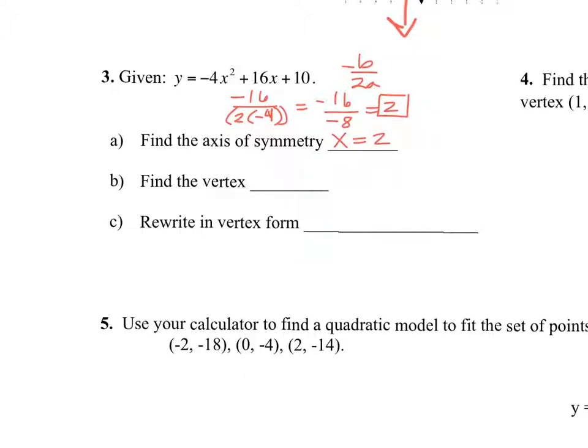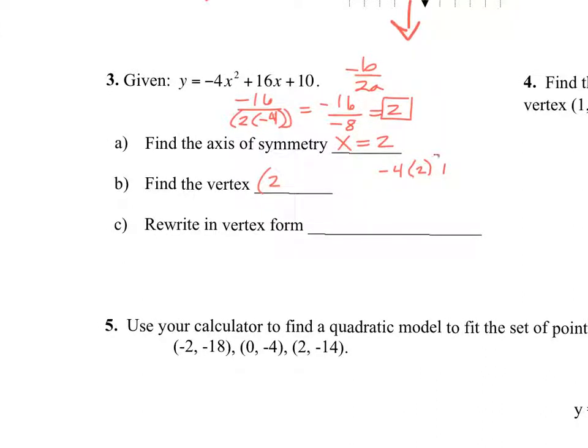Then it says find the vertex. How do you find the vertex? The vertex, you gotta plug it back in. So plug in the 2. You got negative 4 times 2 squared plus 16 times 2 plus 10. Just plug that into your calculator. Your calculator can do that work for you very easily. When you plug that in, what do you get? You should get 26. Okay, so that's your vertex.